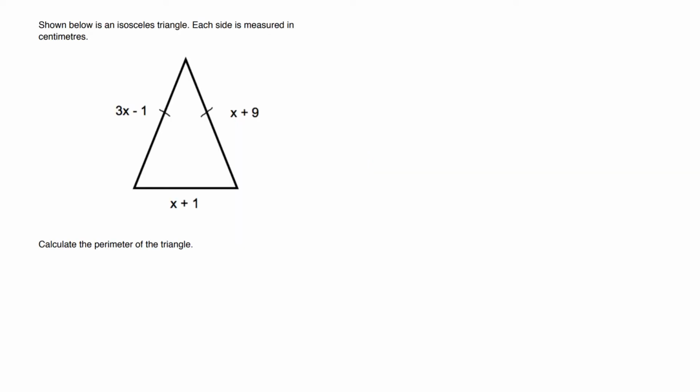So our next question, shown below is an isosceles triangle. Each side is measured in centimetres. Calculate the perimeter of the triangle. Now for the perimeter of the triangle, we would add together the lengths of all the sides. But we need to find the value of x first. Because we know that the side labelled 3x minus 1 and the side with length x plus 9 are the same length, we can put those two sides as equal to each other in order to find the value of x.